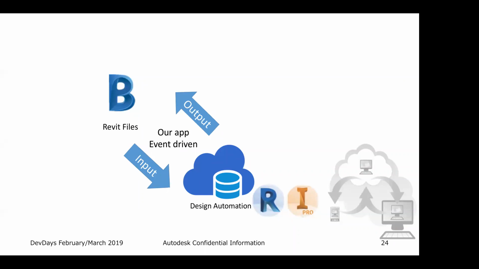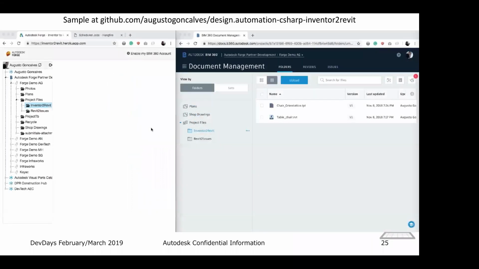So the idea of this sample is when we see a new IPT coming inside a folder, we're going to trigger Inventor to convert that IPT to a SAT file, and then use the SAT file to update the family, and then update the family inside the RVT project. So this is the sample running.